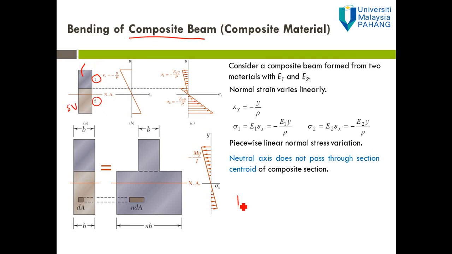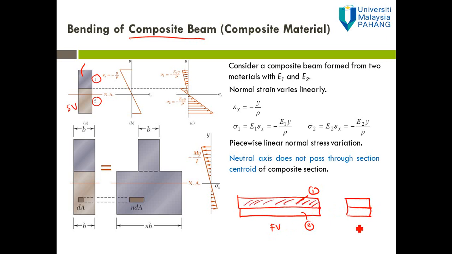For example, you have a composite beam made from material 1 and also material 2, and this is the front view. From the side view, you can see this is material 1. So I draw the side view. This is material 1 and this is material 2, similar to this one.